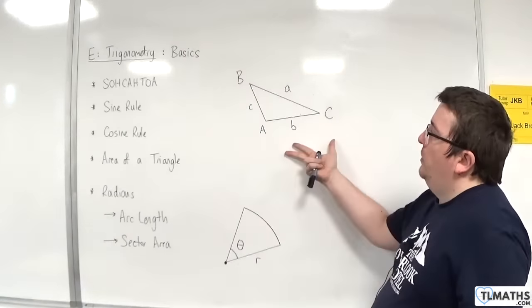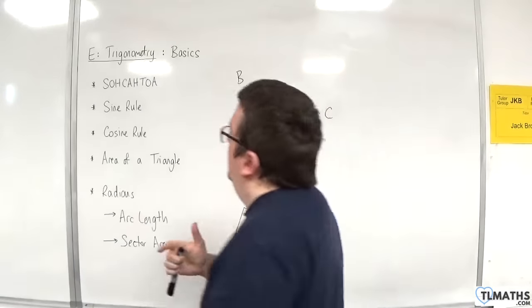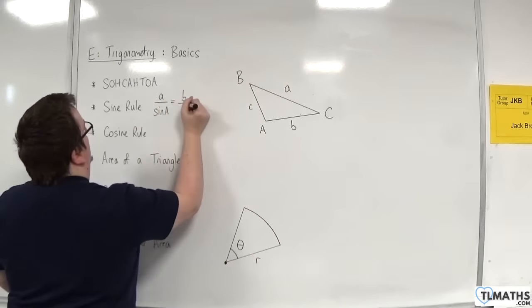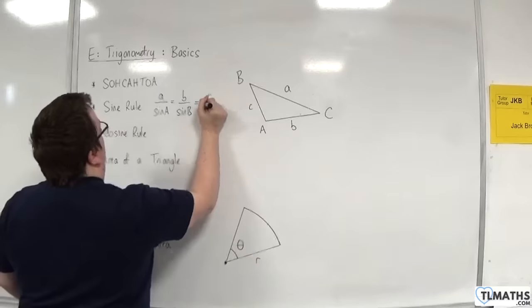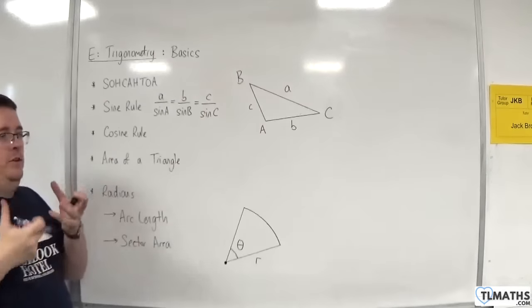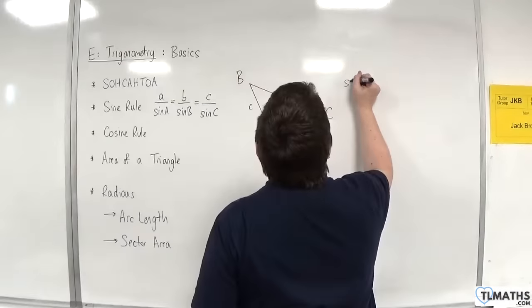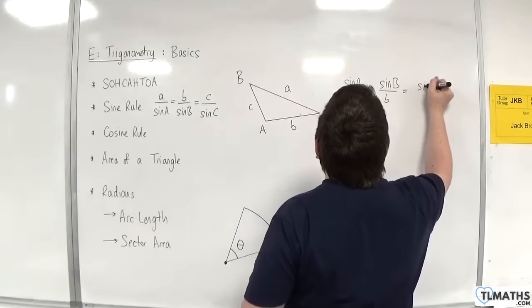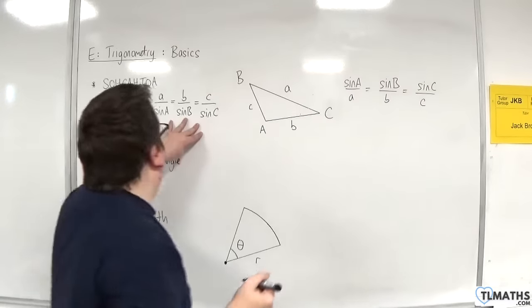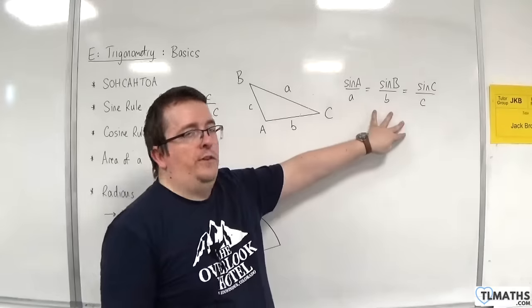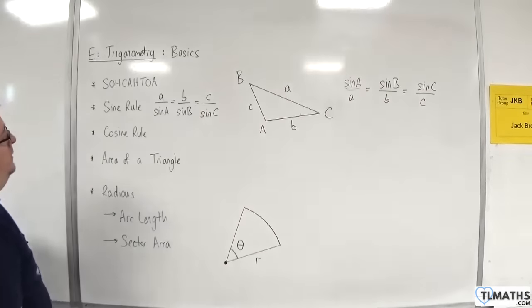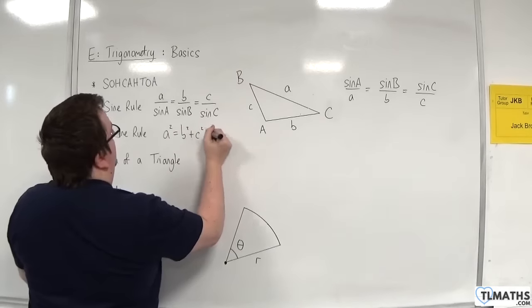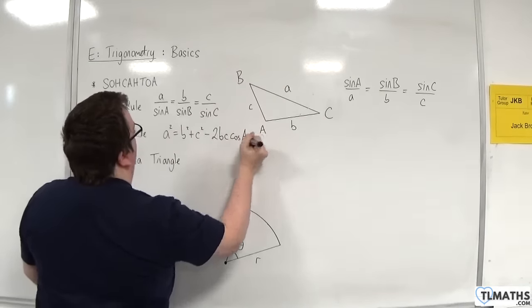Sine rule, so based on this general triangle here, sine rule: a over sine A is equal to b over sine B is equal to c over sine C. And you can flip that the other way, so sine A over a is sine B over b is equal to sine C over c. You generally use that one if you're looking for a side, and this one if you're using it to find an angle. The cosine rule: a squared is equal to b squared plus c squared, take away 2bc cosine A.